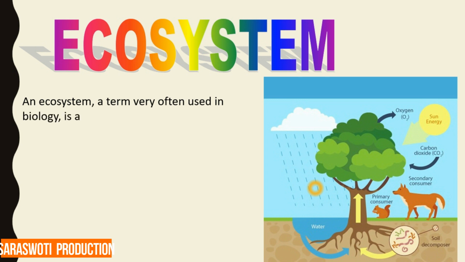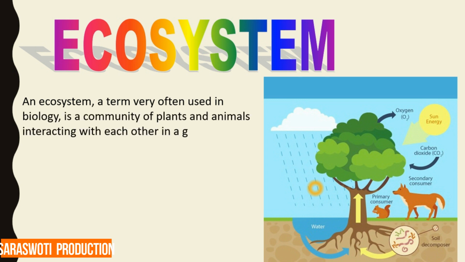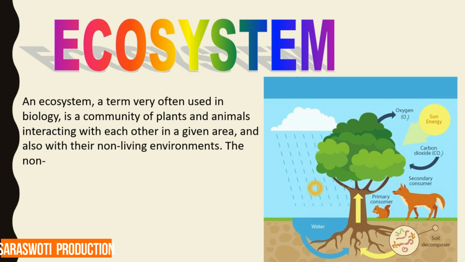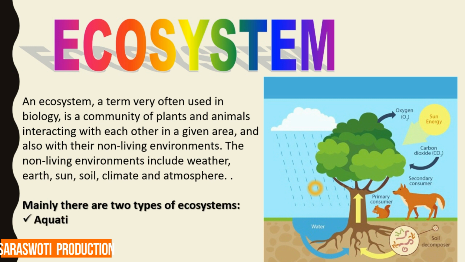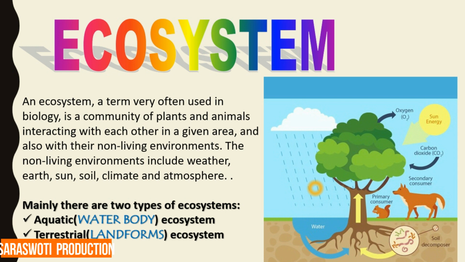Now, what is an ecosystem then? An ecosystem is a term very often used in biology, a community of plants and animals interacting with each other in a given area and also with their non-living environment. The non-living environment includes weather, earth, sun, soil, climate, and atmosphere.